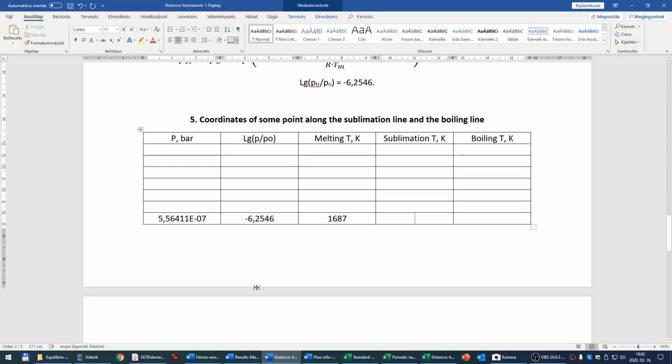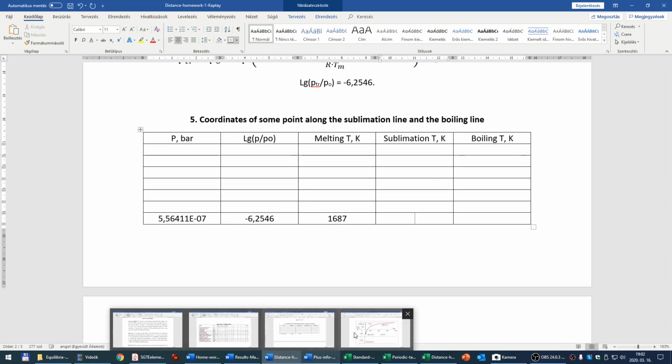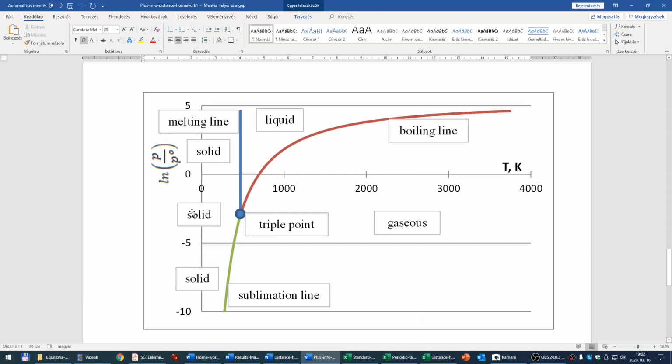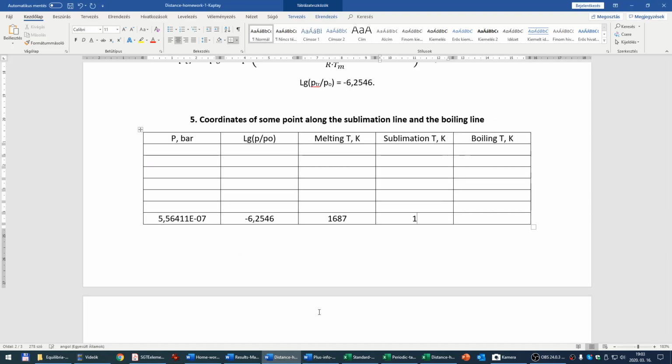Okay. Now, at this triple point pressure, the temperatures of all the three lines equal each other. That's why these three lines actually come together. So I can repeat 1687 and 1687 here. Right? Now then, let's increase and decrease this pressure in a meaningful way.